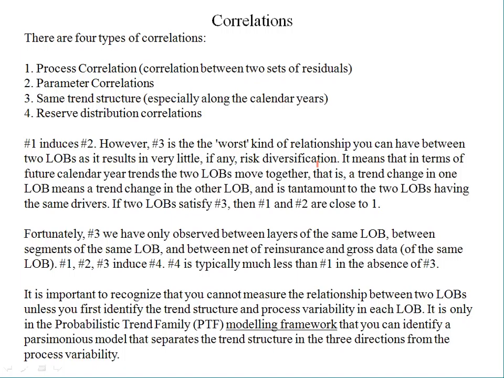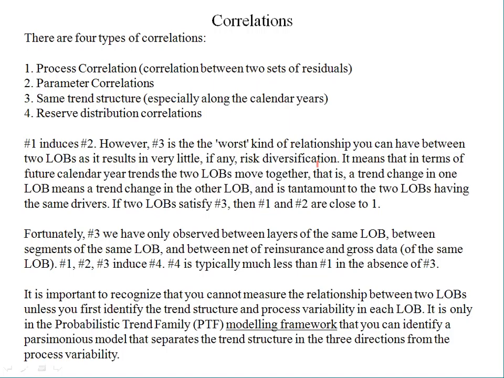The first kind of correlation we've learned about is process correlation between two sets of residuals. That induces parameter correlation. But then there's the worst kind of correlation you can have, which we call same trend structure, especially along the calendar years.